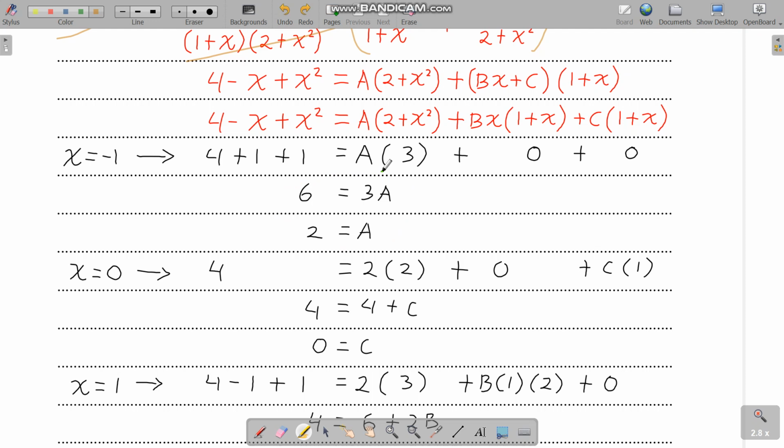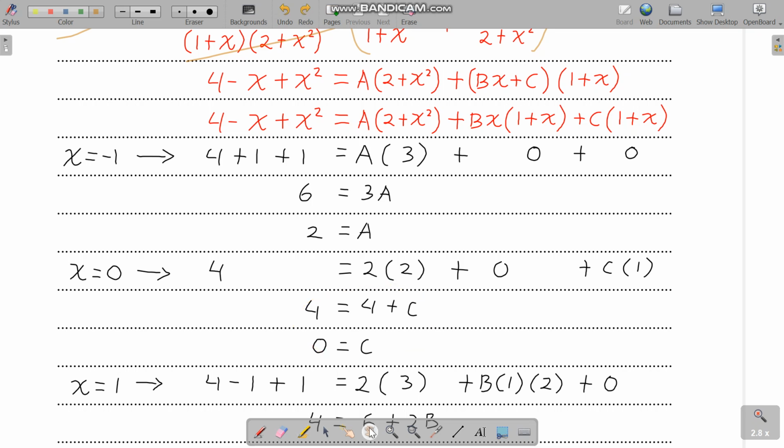And after that, we use the other 0, which is just 0 here. So if you plug in 0, we just have 4, this is 0, this is 0. If you plug in 0, this is going to be 2 times a, but we already know the a is 2, so 2 times 2. And when we plug in 0, this will be 0. And when we plug in 0, this will be just 1 times c, which means we can find the c.